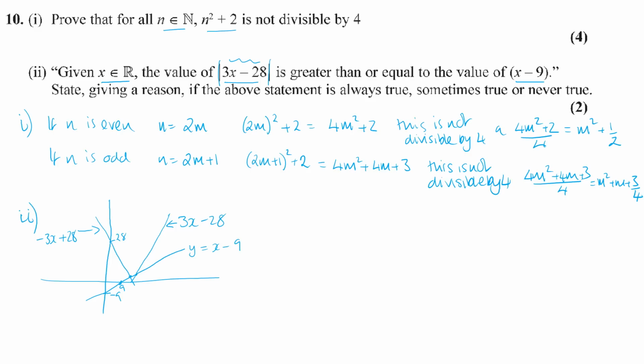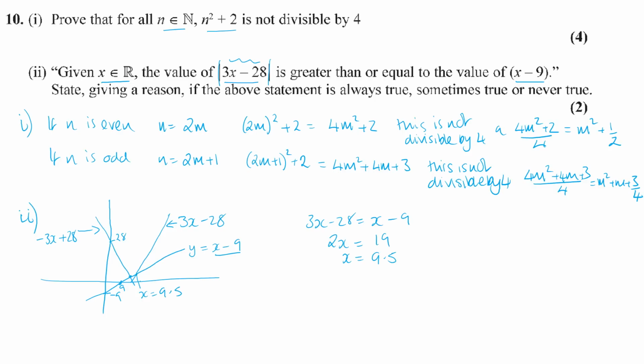So I'm just going to equate both sides of the mod to the x minus 9 graph. So let's do 3x minus 28. Where does that equal x minus 9? So it would be at 2x is equal to 19. So x is going to be 9.5. So that point there is when x is equal to 9.5.